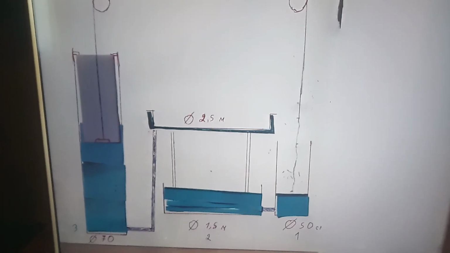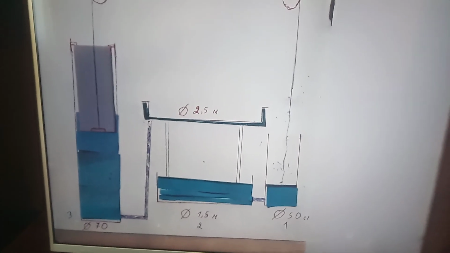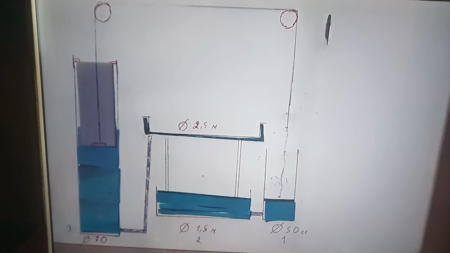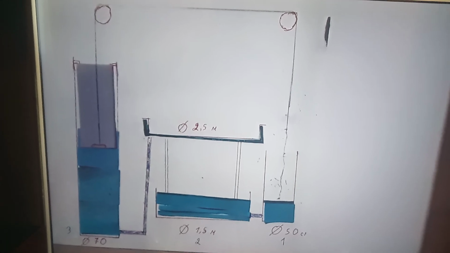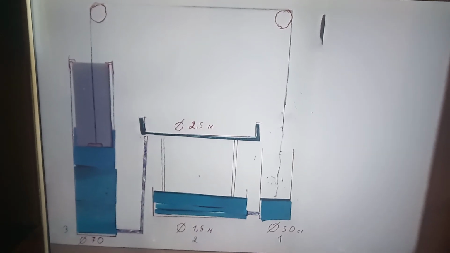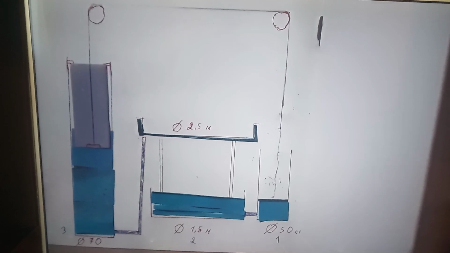I added a third cylinder so that the load from the third cylinder returns the piston of the first cylinder with a diameter of 50 centimeters to the upper position and starts the work cycle again.